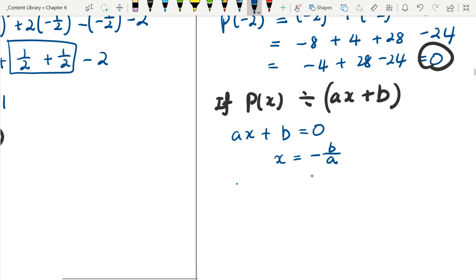Now we solve for x, and we sub the x you solved out into the original equation. That will give you the remainder. Yeah, that will give you the remainder.